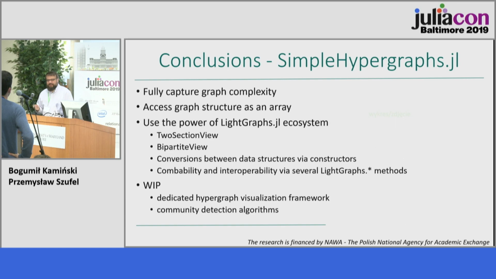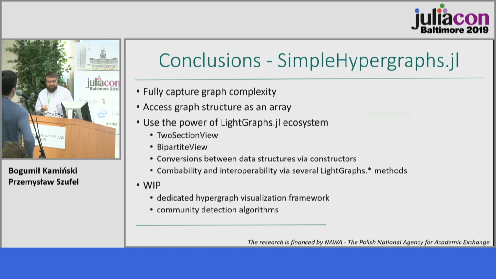So a normal graph is a special case of a hypergraph. So hypergraph is a more generalized structure. But there are methods that can transform a hypergraph to a graph. And it's a one-way transformation. So if I have a bipartite view, I cannot always go back; sometimes I'm losing some part of information. So graphs are a subset of hypergraphs. But my goal was to use some functionality from the LightGraphs library.